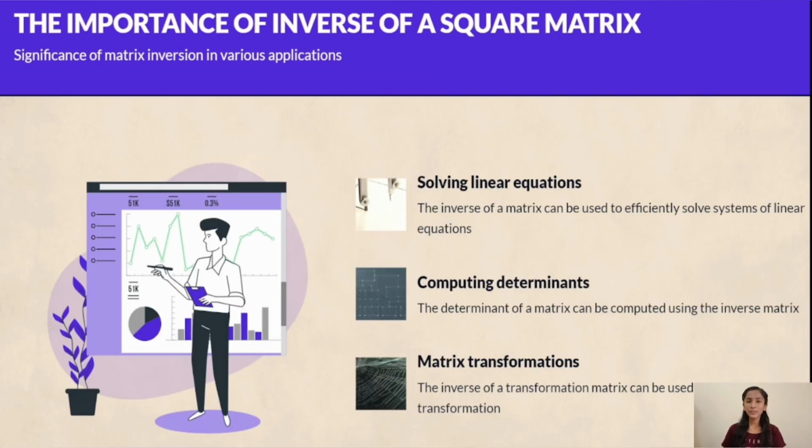The importance of inverse of a square matrix. Solving linear equations: the inverse of a matrix can be used to efficiently solve system of linear equations. Computing determinants: the determinant of a matrix can be computed using the inverse matrix. Matrix transformations: the inverse of a transformation matrix can be used to reverse the transformation.